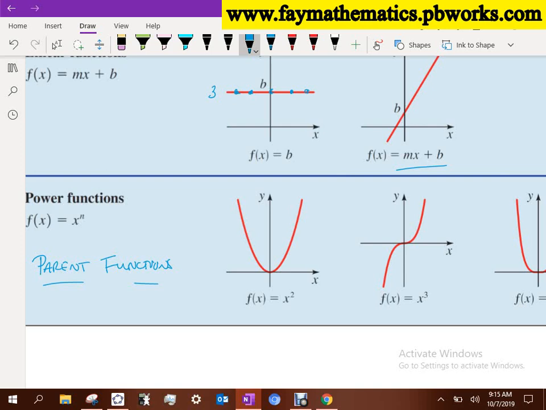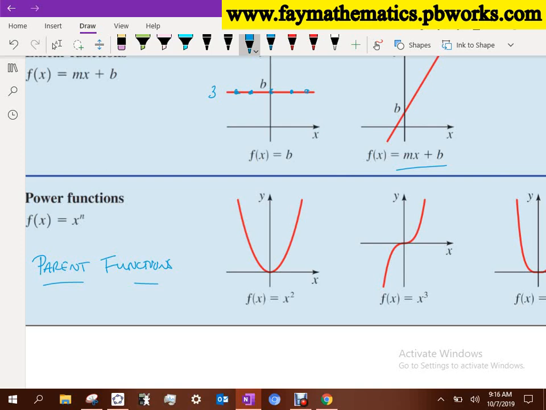But we call these parent functions the most simplistic versions of what we call a family of graphs. Okay, I can take that x squared and I can move it left, I can move it up, I can move it down, right. Okay, I can flip it along the x-axis or the y-axis. I can make it change a lot, right? But no matter how I make it change, it's still a parabola. Okay, and it still has a parent function of x squared.